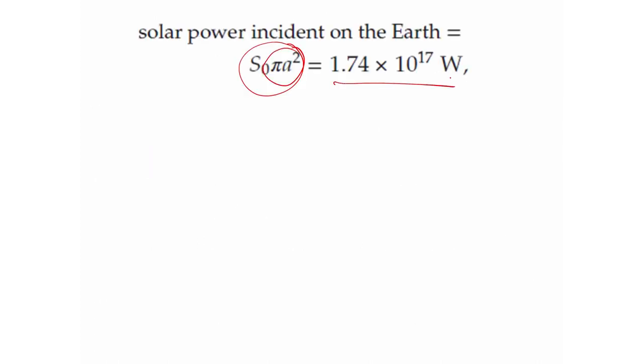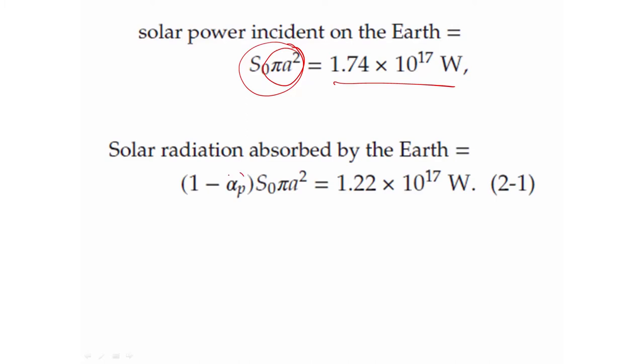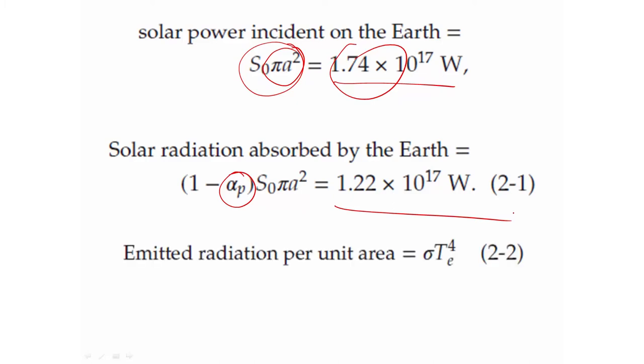That is that number. Immediately you know that there is an albedo, so you have to subtract that part. So the albedo is about 0.3, so 1 minus 0.3 will give you 0.7, so 0.7 of that is this number. So that is the net energy that is coming into the system at the top of the atmosphere. We already saw that the atmosphere absorbs some, lets some through to the surface, and so on.